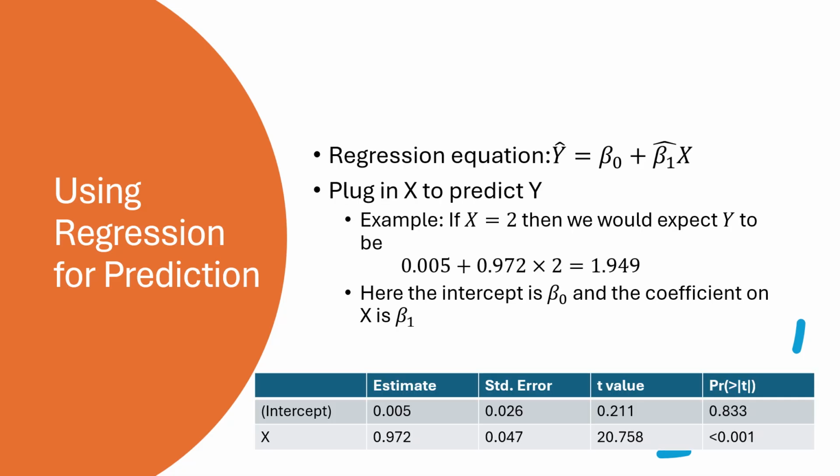We will then plug in a value of x to predict y. So in the example here, suppose x equals 2. Then we would expect y to be 0.005, the intercept, plus 0.972, that's beta 1, times 2, which equals 1.949. And so that's the idea behind using regression for prediction. And as you change the value of x, you get different predictions.